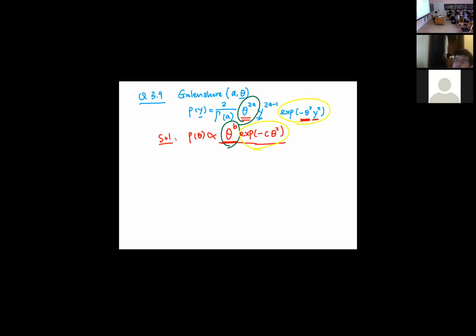So the solution that I provided was this. If you have a prior like this, with strictly theta raised to b over here, then your posterior will have theta raised to 2a plus b, and then in the exponent, negative y squared plus c, and then theta squared, right? If I define this as my prior distribution with hyperparameters b and c, then my new posterior will be in the same class, but with 2a plus b and y squared plus c as the hyperparameters.